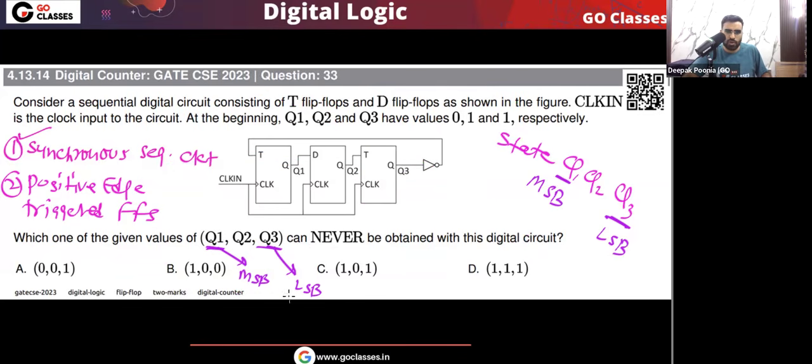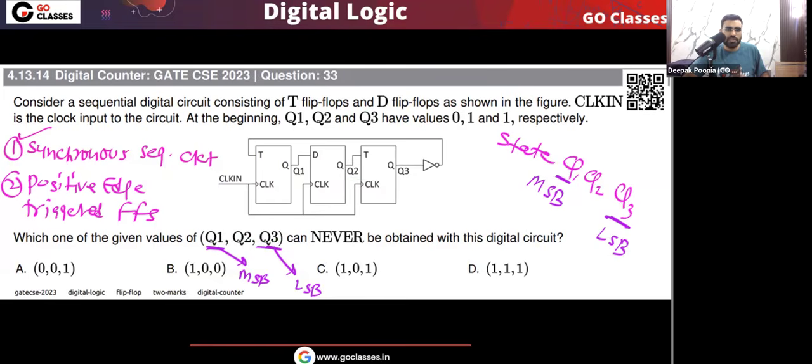If you start from 0, 1, 1 and keep finding the next state for each next state, it might be time consuming. Let's assume that from this 0, 1, 1, 6 or 7 states are reachable, or 5 states are reachable. Then before you find which state is never reachable, a lot of time will be consumed.